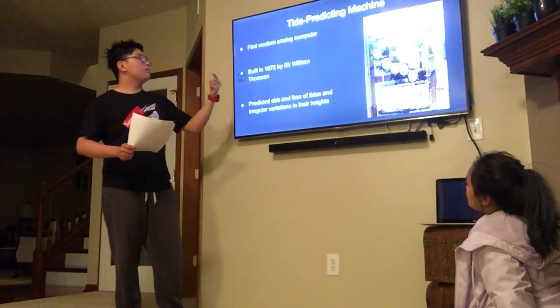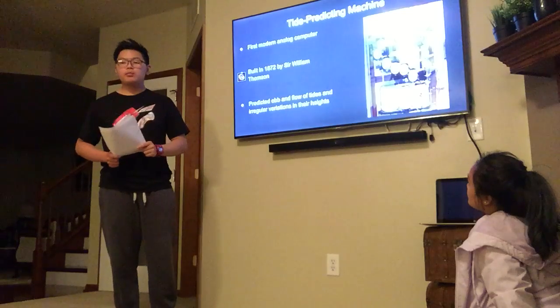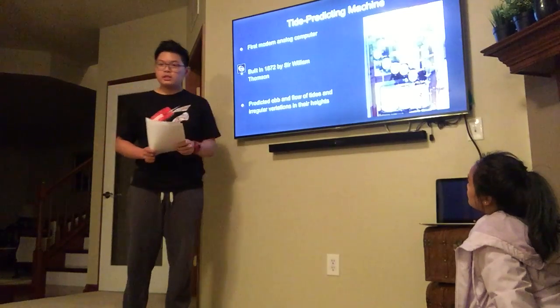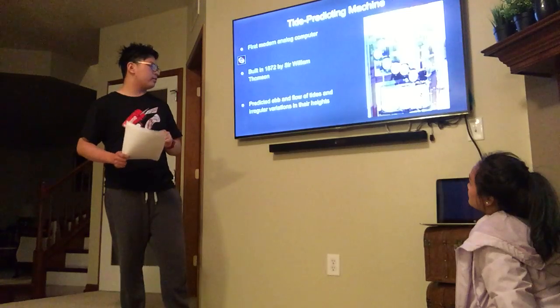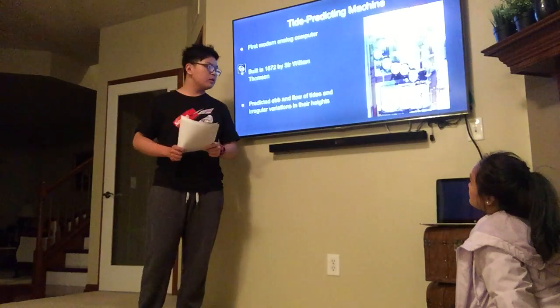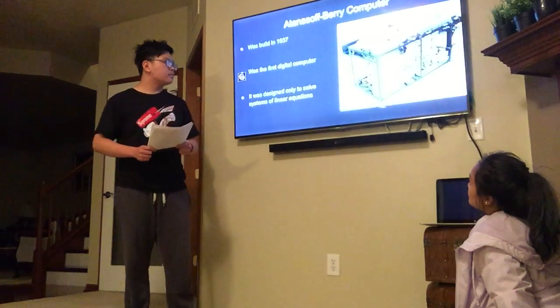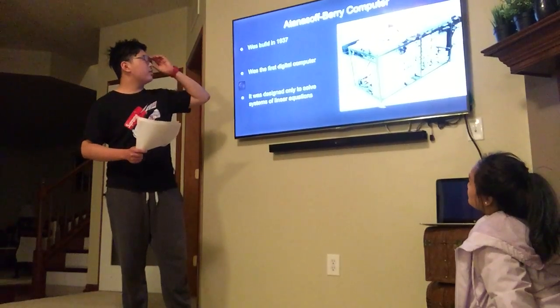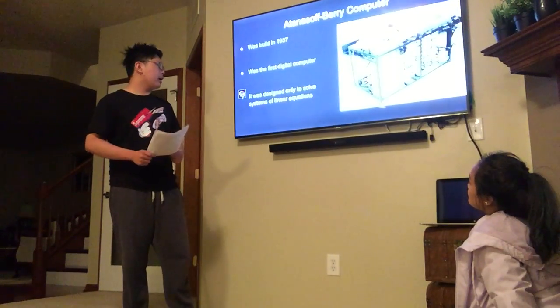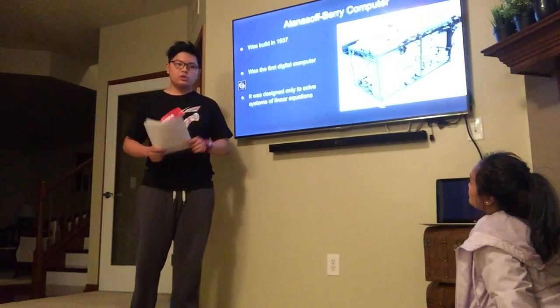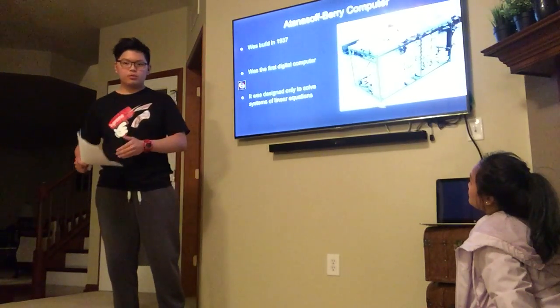The first modern analog computer was the tide predicting machine. It was built in 1872 by Sir William Thomson, and it actually predicted flow tides and irregular variations of heights. The next one, the Atanasoff-Berry computer, was built in 1937. It was the first digital computer, and it was designed only to solve linear equations, so 2x plus 3 equals y.